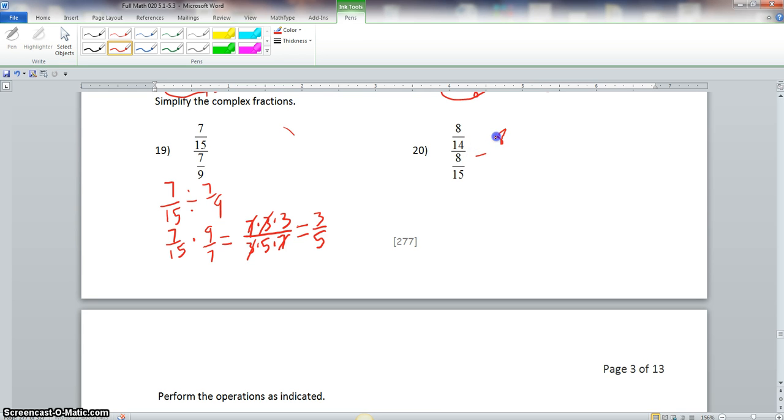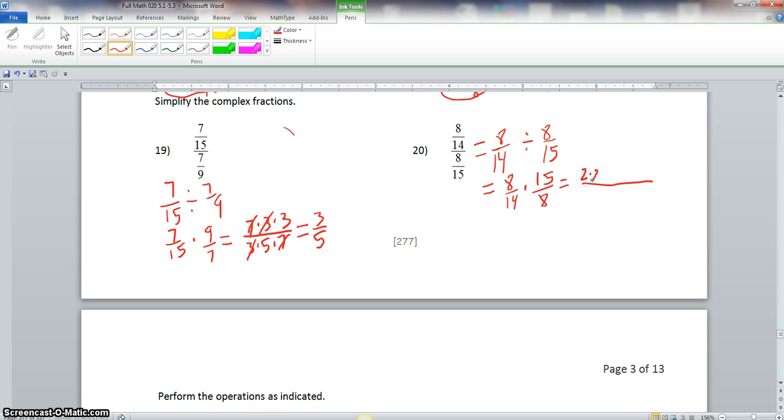Now, we will have 8 over 14. We have 8 over 14 divided by 8 over 15. 8 over 14 stays the same. Change division to multiplication and take the reciprocal of the second factor. Now, we do the prime factorization of these numbers here.